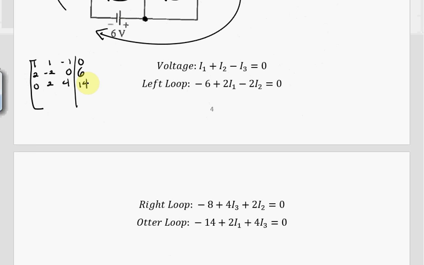Oh, I think I was writing. No, that's equal to 8. I think I was looking at the outer loop. Let me go back to that. This is 2 and 4. That's good. And then for the outer one, I sub 1 is 2. I sub 2 is 0. I sub 3 is 4. And then that's equal to 14.